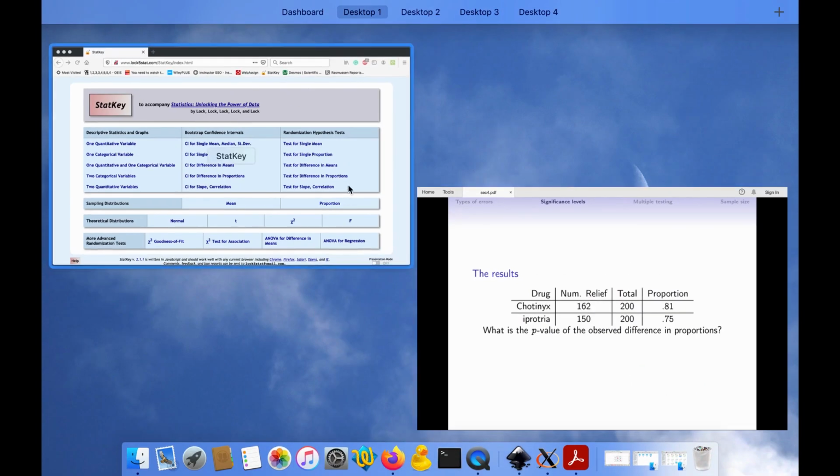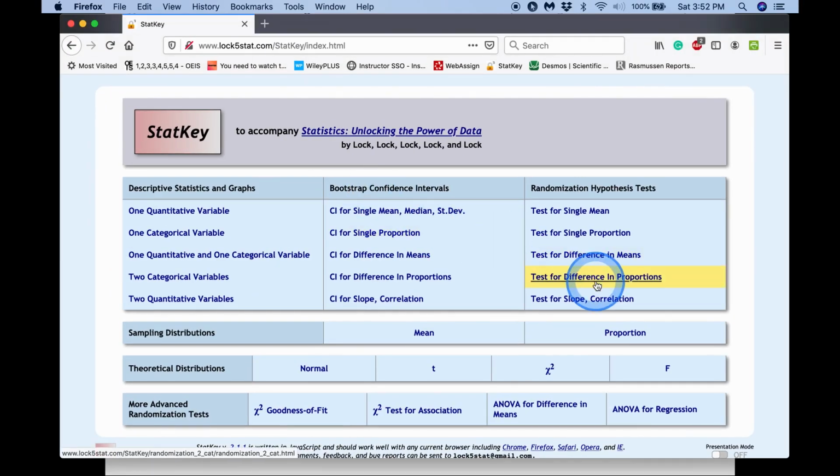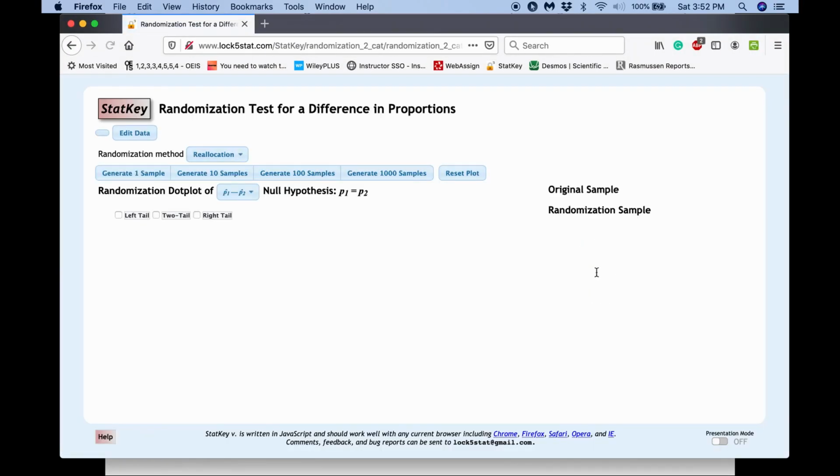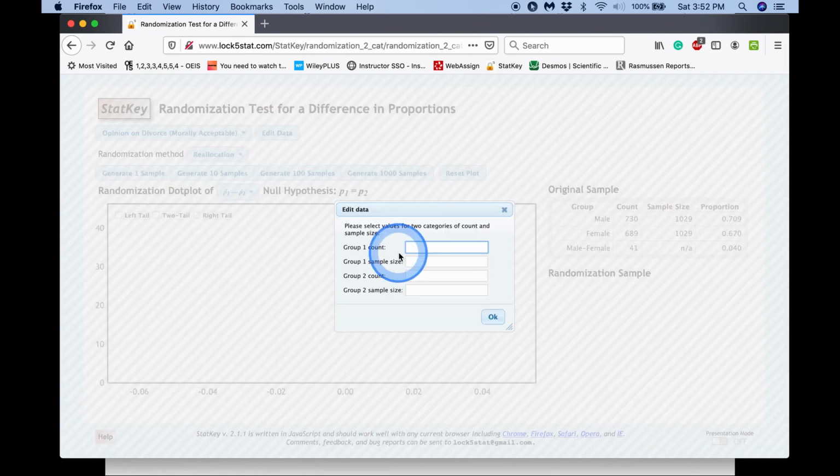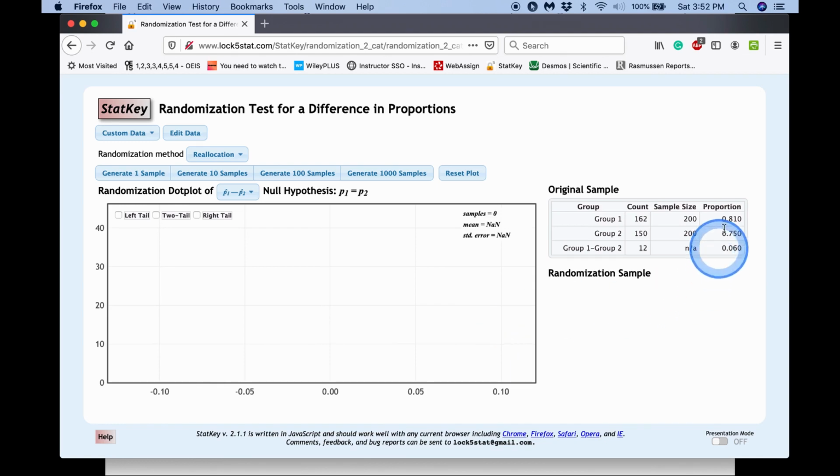And that's the kind of question that we can answer using StatKey. So let's go to a test for a difference in proportions. I'm going to make group 1 the Chotinix group, and that's going to be 162 out of 200 found relief. And for group 2, 150 out of 200 found relief. And we can see that these numbers are consistent with our previous calculations. We've got 0.81 for group 1, 0.75 for group 2, and an observed difference of 0.06.